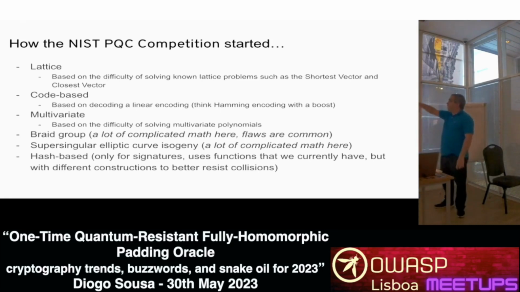We have code-based, which is, if you recall Hamming encoding from your school years, basically that, but on steroids, and it's used by McEliece. Multivariate, which is based on the difficulty of solving multivariate polynomials, also very complex. We have a few odd choices here that only had one submission, braid group and supersingular elliptic curve isogeny. And at the end we got hash-based systems, which are only for signatures.